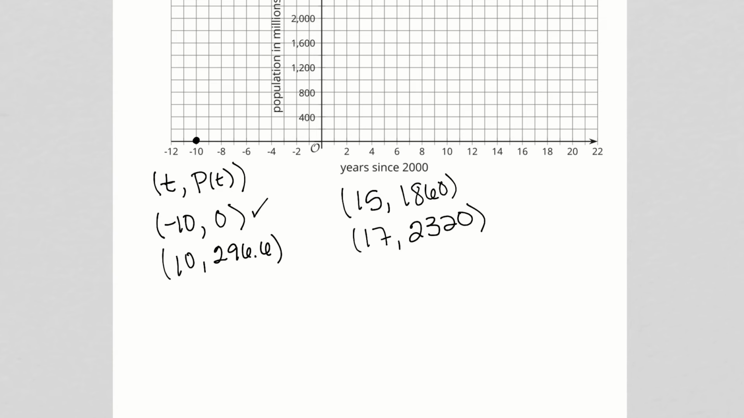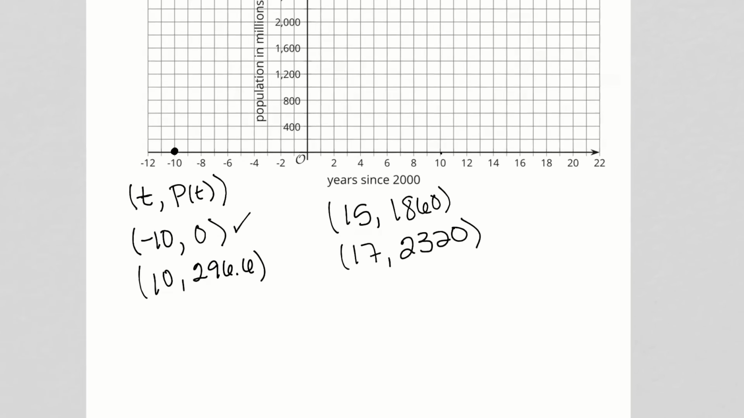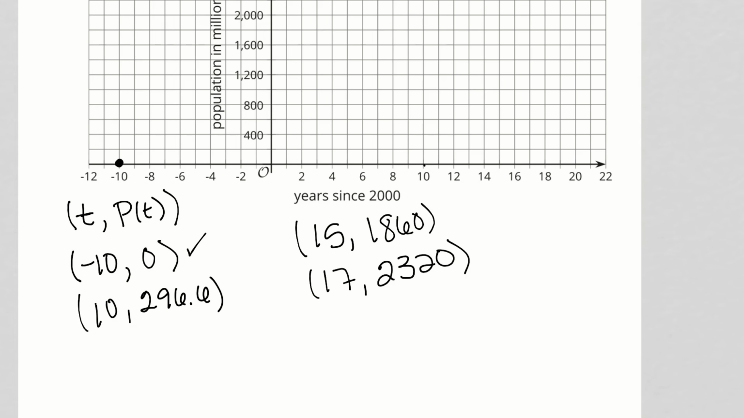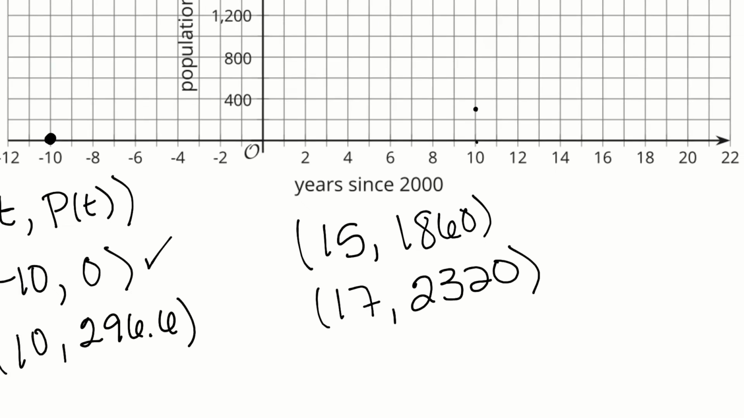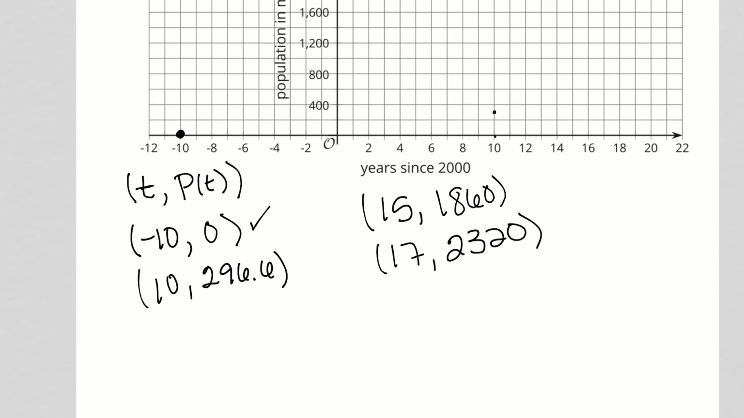I'm going to go do the second one, sorry. We're going to go to 10 on the x-axis. Then we're going to go up to about 300 because 296 is very close to 300. So we're going to have a point. It should be really close to the center of this, and I'm going to try to get it there, but we will see how that goes. That looks better. Okay, I'm going to make that one a little bit bigger now that I have a good spot for it.